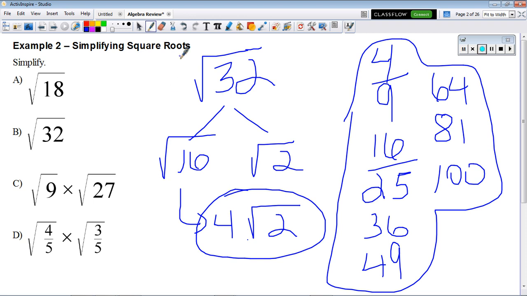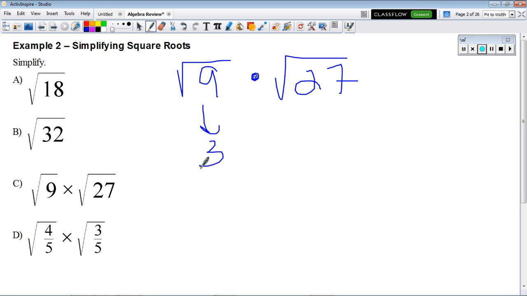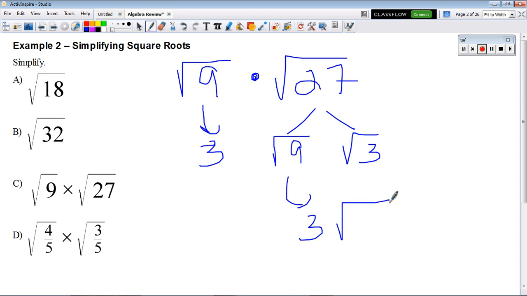So that's part B. For part C, I just want to erase and get some room here. If you notice, I have the square root of 9 times the square root of 27. There's a couple different ways you could do this. You could multiply both of these together and make it one big square root and simplify it that way. However, the square root of 9, I already know what that is. That's 3. So I'm going to leave that off to the side, and I'm going to simplify the square root of 27. I can break that down to be the square root of 9 times the square root of 3. So once again, the square root of 9 is 3, and the square root of 3 just stays like that.